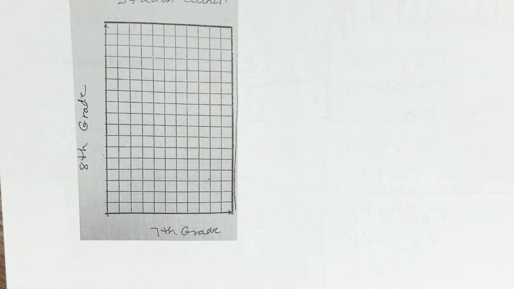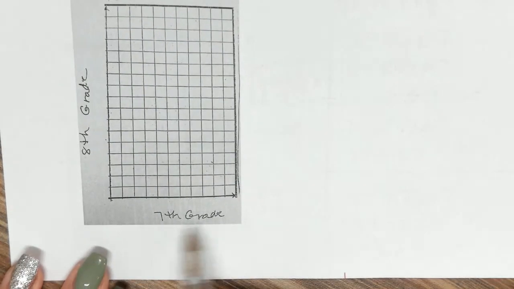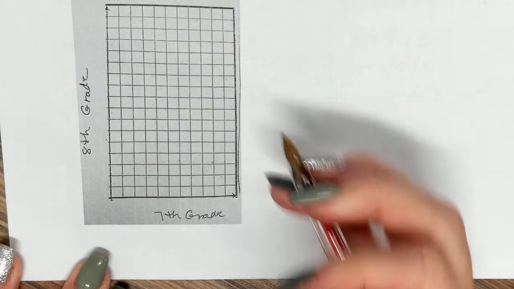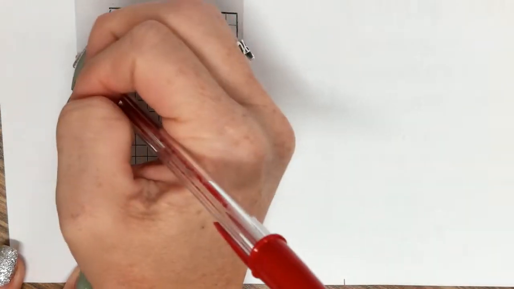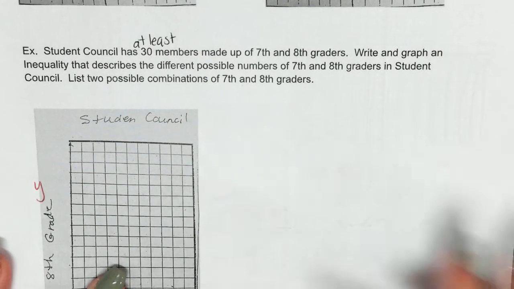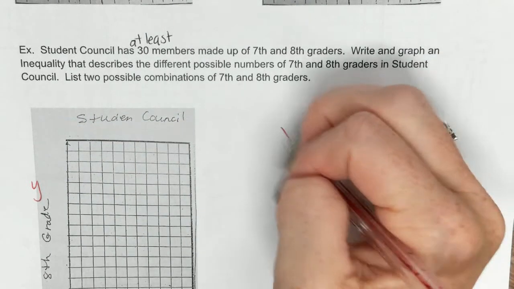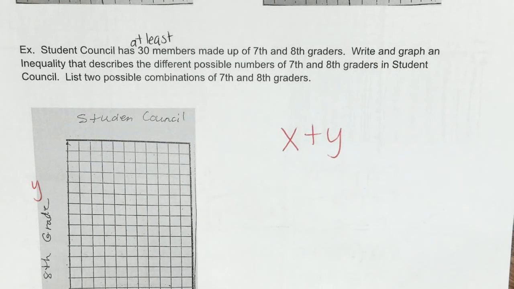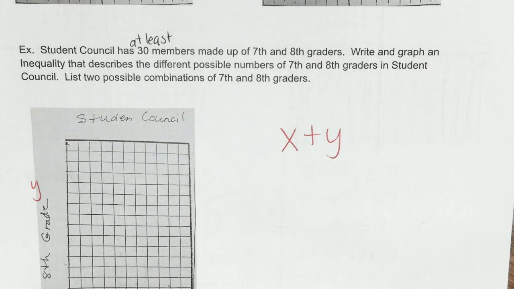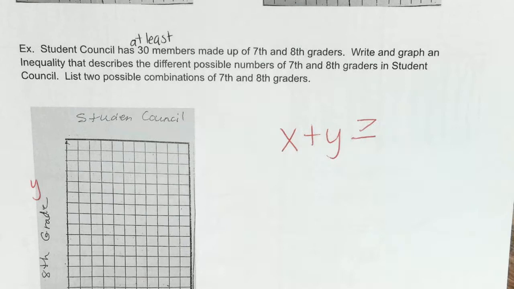So, I've got 7th graders and I've got 8th graders. Let's say, what did they say 7th graders are? This is going to be my x. What are my 8th graders going to be? All right, so how would I write 7th graders plus 8th graders is at least 30? X plus y is greater than or equal to, because at least means it's more than or equal to, right? 30.